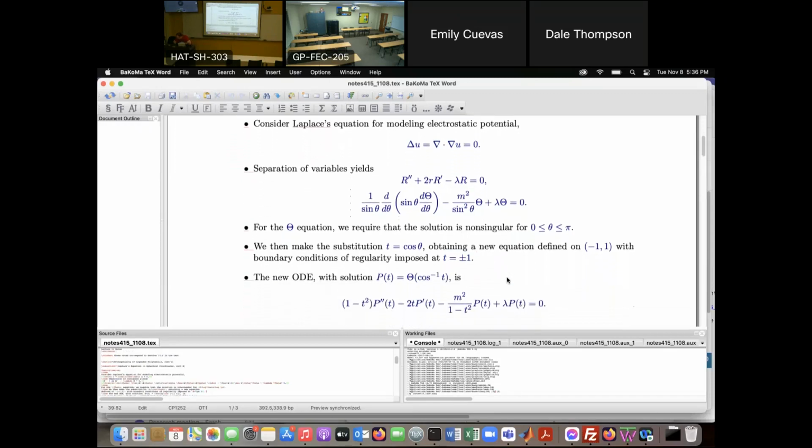Now, I'm not going to go through all the messy calculus. It's basically an extensive chain rule exercise. You need to write derivatives with respect to theta in terms of derivatives with respect to t. What ends up happening is this ODE in t is what pops out.